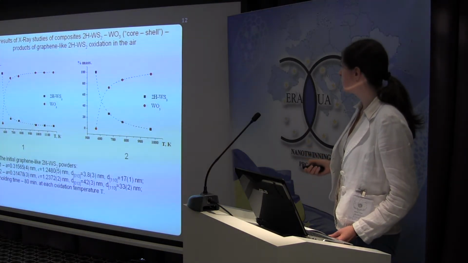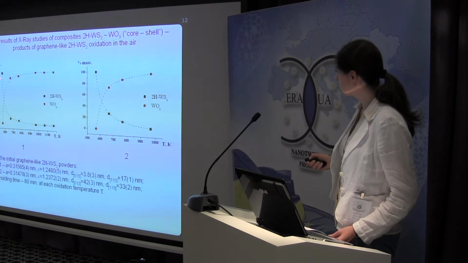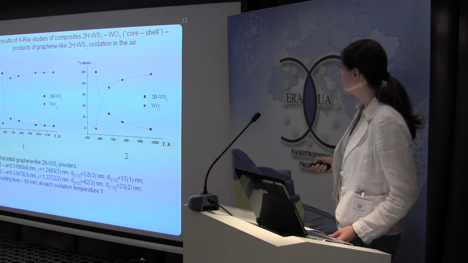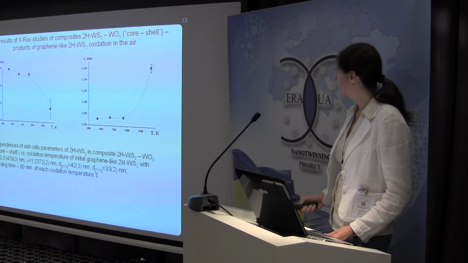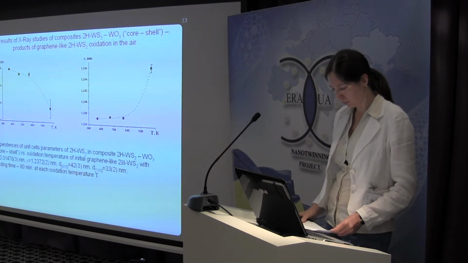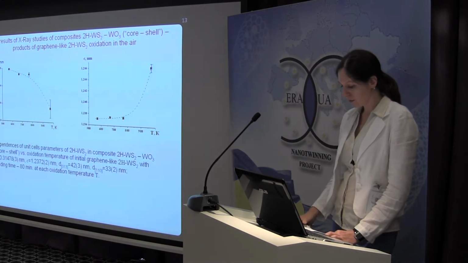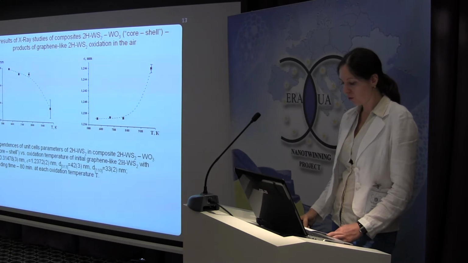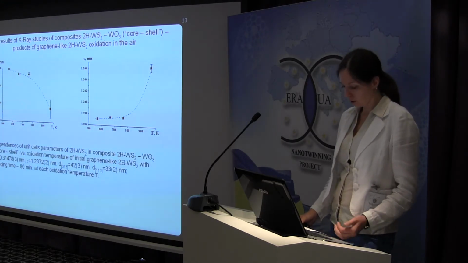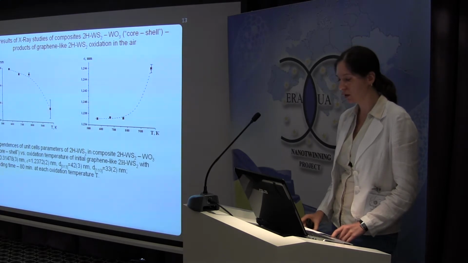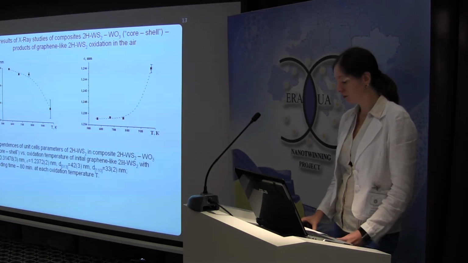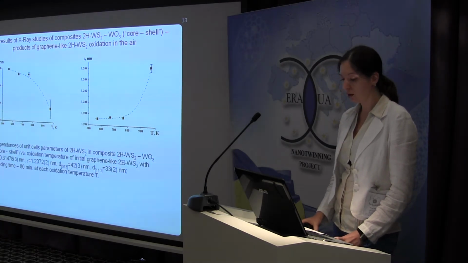So when temperature increases, the proportion of tungsten disulfide decreases and the proportion of tungsten oxide increases with the increasing of temperature. So composites were prepared, but with average sizes of particles more than 200 nanometers, unfortunately. And it was established that some distortion structures of composites, tungsten disulfide and tungsten oxide, are interconnected.